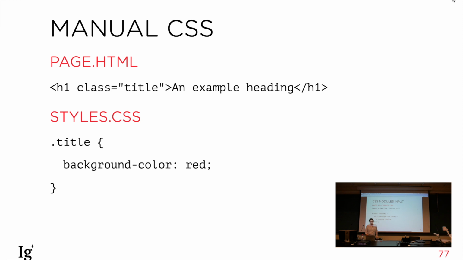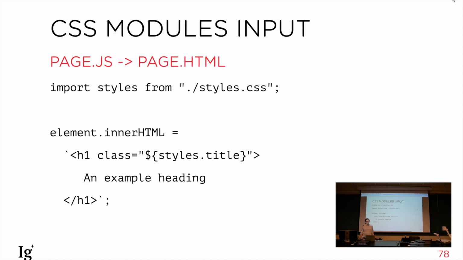In CSS modules, the difference is that you import the CSS into the JavaScript file which outputs HTML, and in this variable, here it is called styles, but it can be whatever, you get a list of classes used in this CSS file. And then you can apply this class name to the HTML which you output. And there is some result. And in the browser, you will get something like that.